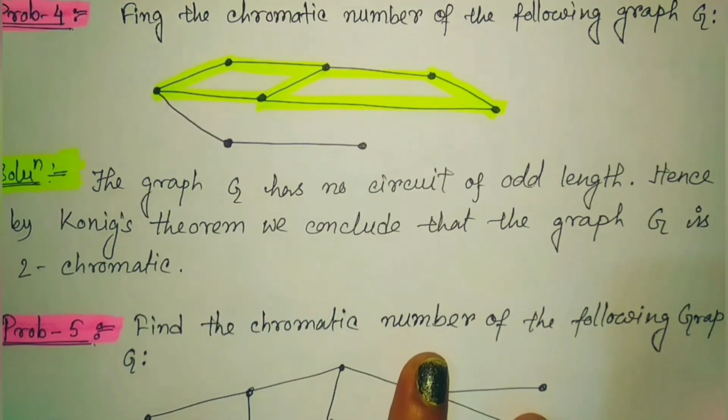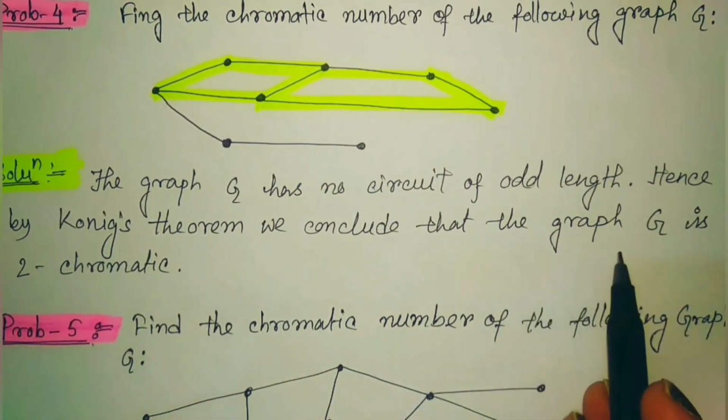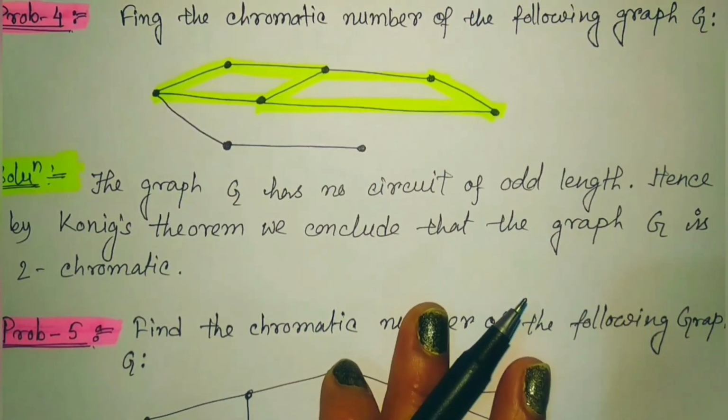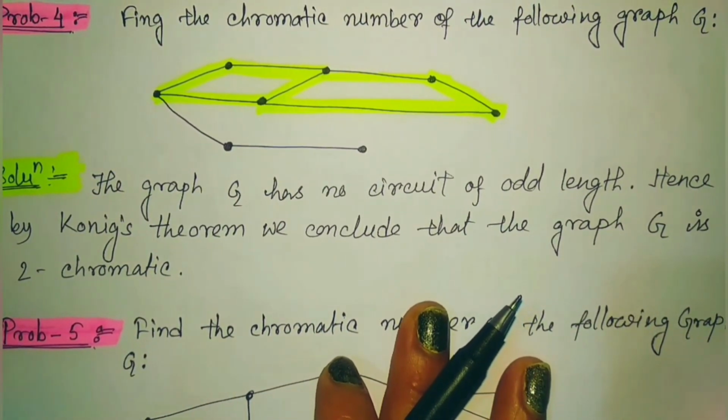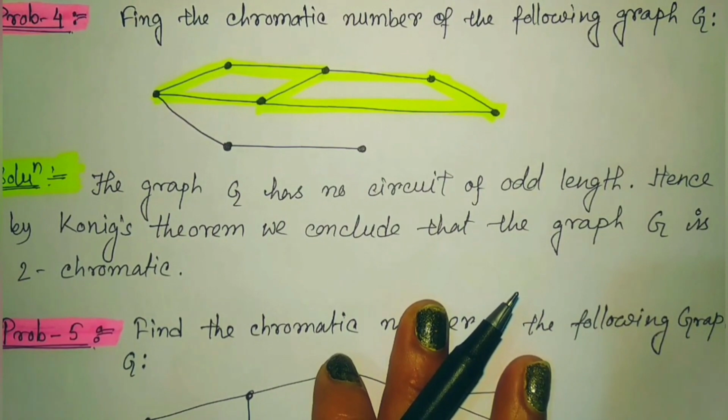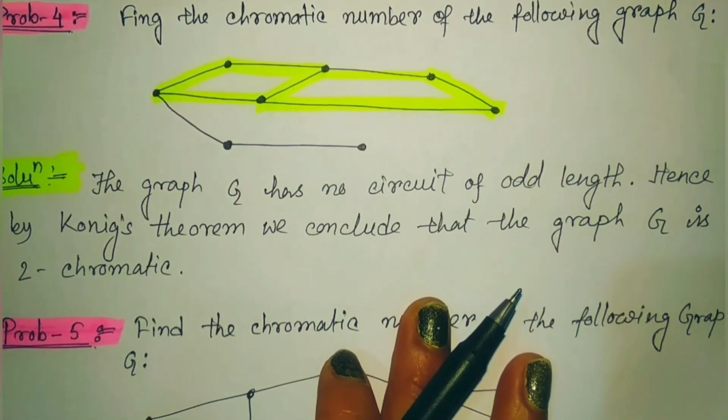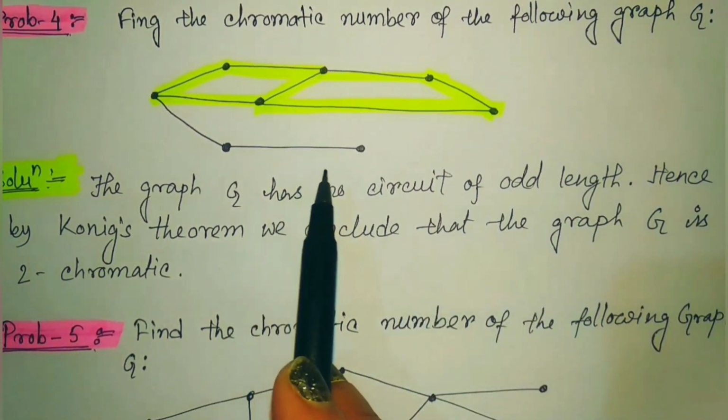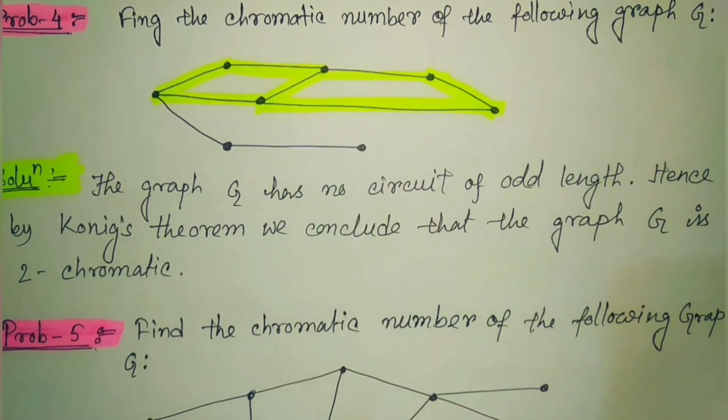Hence, by Koenig's theorem, we know that the graph G is 2-chromatic. From Koenig's theorem, we know that if a graph has no odd circuit, then its chromatic number is 2. Hence the chromatic number of this graph is 2, which is our requirement.